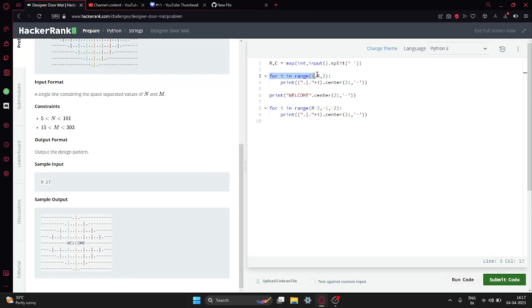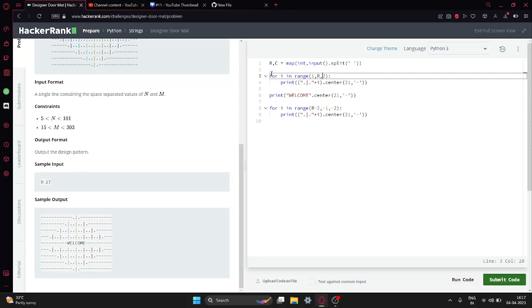So for i in range, 1 to R, step 2. Here we are looping i such that 1 is the starting point, R is the ending point, and we are stepping by 2. For example, 1 to 9, which is 1 2 3 4 5 6 7 8 9, we are stepping by 2, so we get 1 3 5 7 9. We step by 2 so that the number of iterations is reduced by half.